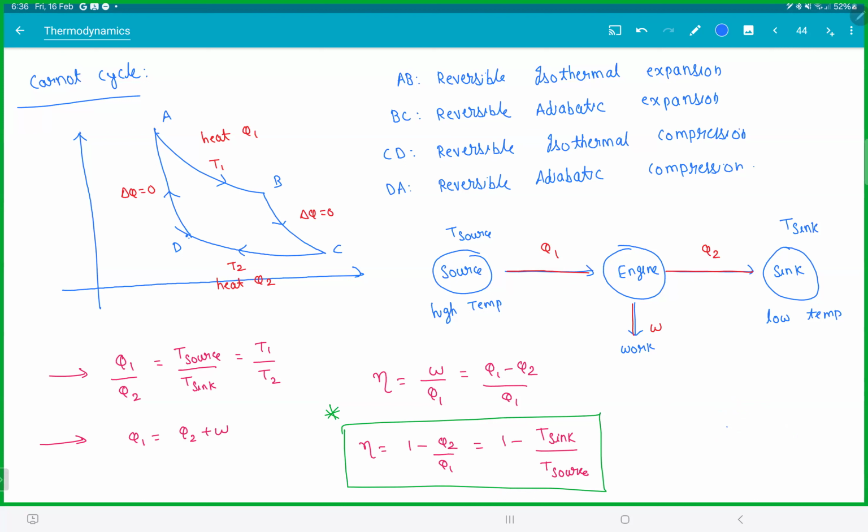Let's see a few questions on this. Questions were quite easy on this, actually, in Mains. I don't know why they removed this.